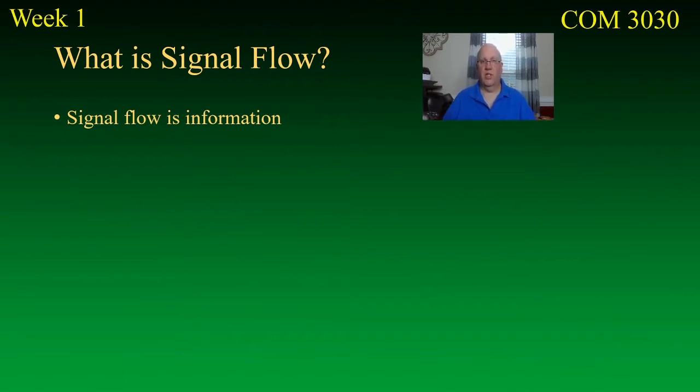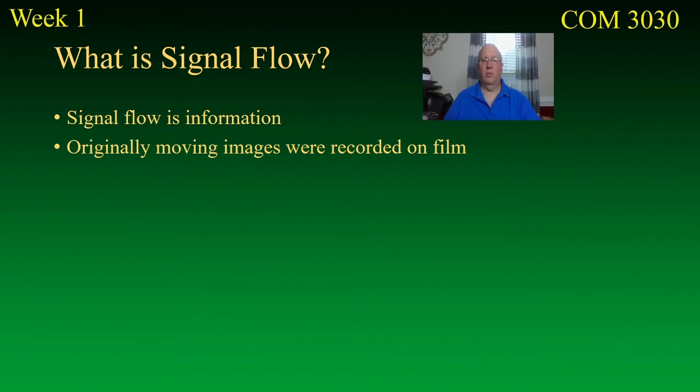And so generally, signal flow starts with the camera. But oddly enough, not always. Okay, originally moving images were recorded on film. So let's go back that far. That would be like 100 years ago, where you had film cameras.